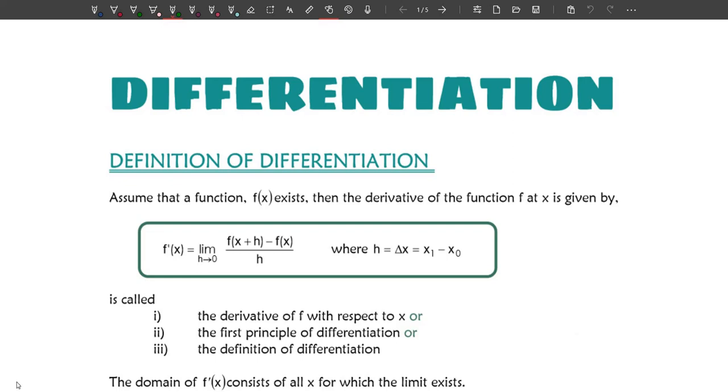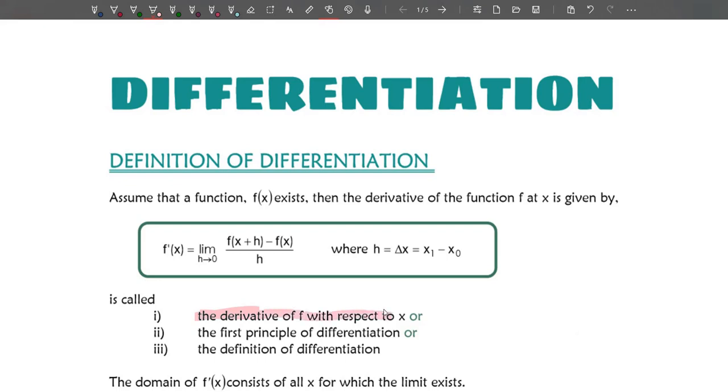Okay, let's look at the first thing in this chapter, and that would be the definition of differentiation. Let's say we assume that a function f(x) exists, then the derivative of the function f at x is given by f prime x is equal to the limit of f(x plus h) minus f(x) divided by h, when h approaches 0, where h here is delta x, which is equal to x1 minus x0. This is also called the derivative of f with respect to x.